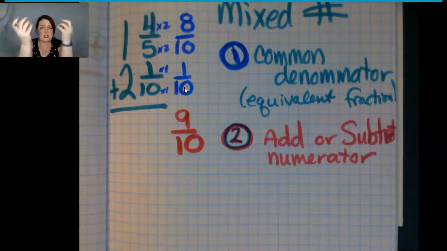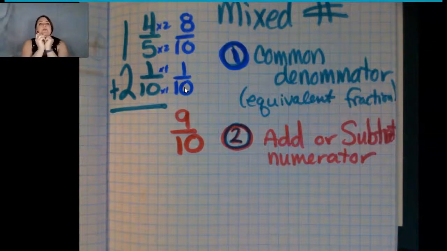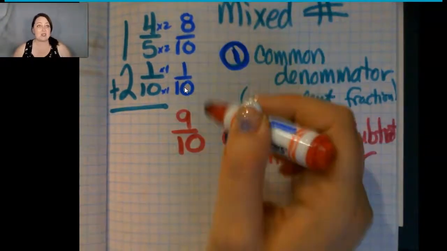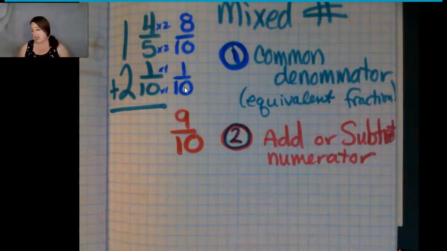It's not like I took two groups and suddenly they became smaller. This is 8 out of the 10. This is 1 out of the 10. So I have 9 out of 10. Okay? Add or subtract the numerators.